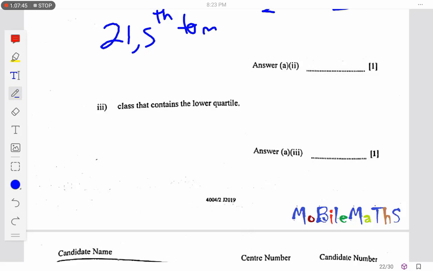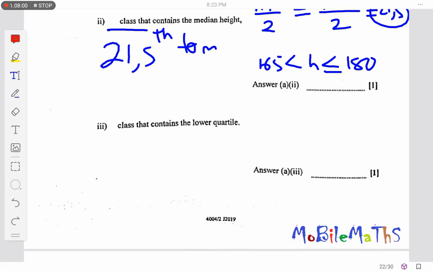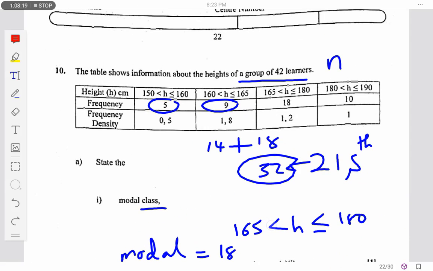So this is also going to be, they said class, so it's going to be the same: 165 less than h less than or equal to 180. Then the other part is asking for the class that contains the lower quartile. Lower quartile, that's our Q1, equals 1 over 4 times n plus 1. So this equals 1 over 4 times 42 plus 1. When we do this, we get the 10.75th term. Okay, so where do we have the 10.75th term?